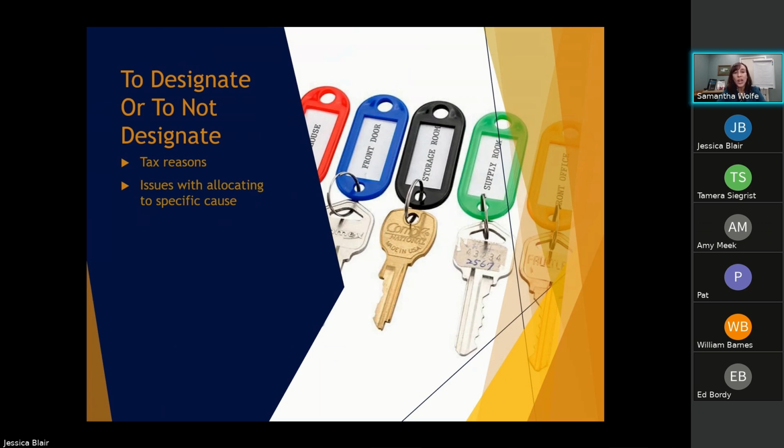And to designate or not to designate, there might be some tax reasons that you might want to do it. There also might be reasons to do it if you have a specific purpose that you might want the funds to be used for. So for example, for tax reasons, it might be beneficial, if you're already charitably minded and want charities to be able to benefit from your estate, to designate those charities on your beneficiary designation.